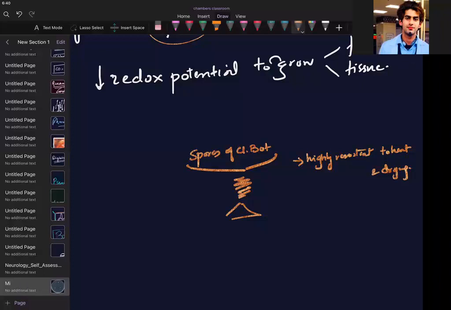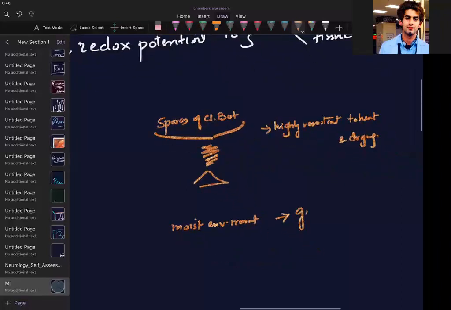Now, if you start giving them a moist environment, what will happen? Or if you decrease the acidity of that environment, that is, it's not that much acidic, the spores of Clostridium botulinum will start germinating, and they will form vegetative cells. Okay, this is the general description of Clostridium botulinum.